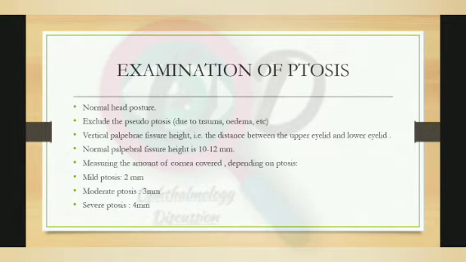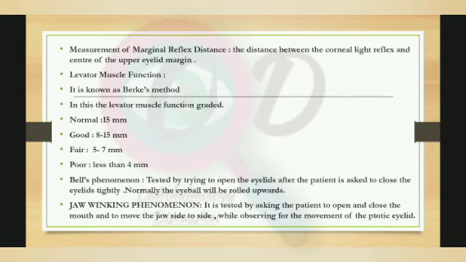Vertical palpebral fissure height will be checked, the distance between the upper eyelid and lower eyelid. Normal palpebral fissure height is 10 to 12 mm, but if it gets decreased, then there is a presence of ptosis. Measuring the amount of cornea covered depending on ptosis. So this is the marginal reflex distance which we judge, and if it is 2 mm, then we will say it is a mild ptosis. If it is covering 3 mm, then moderate ptosis. If it is covering 4 mm, we will say severe ptosis. The marginal reflex distance is the distance between the corneal light reflex and the center of the upper eyelid margin.